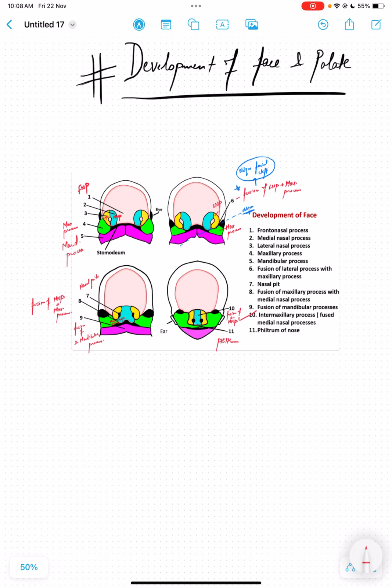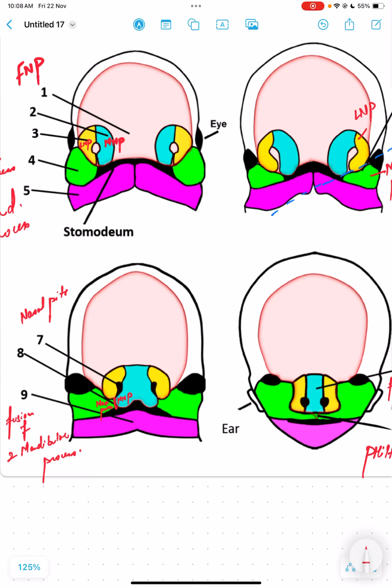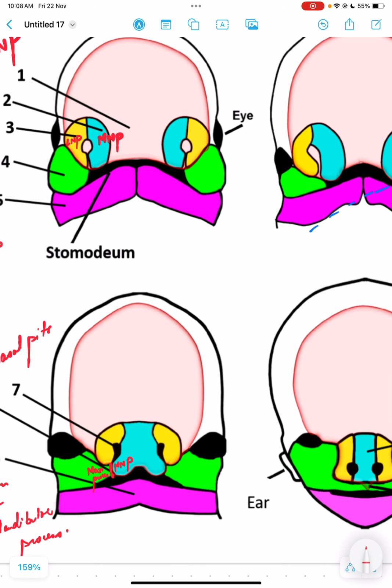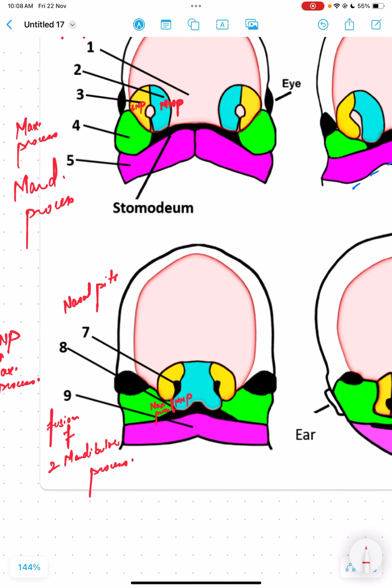So we will study all of these embryonic structures again for an easy understanding. Between the two medial nasal processes is our frontonasal process. This blue structure is the medial nasal process and opposite to it is our lateral nasal process. Below the lateral nasal process, in green, is the maxillary process, and the two divided structures in pink are the mandibular processes.